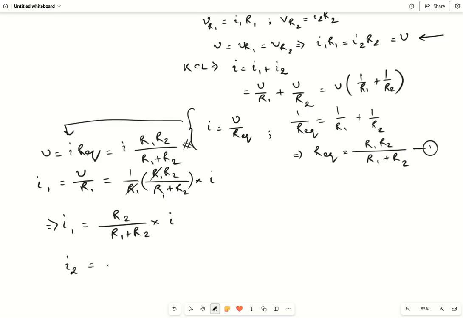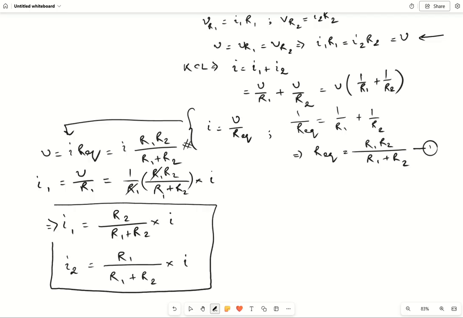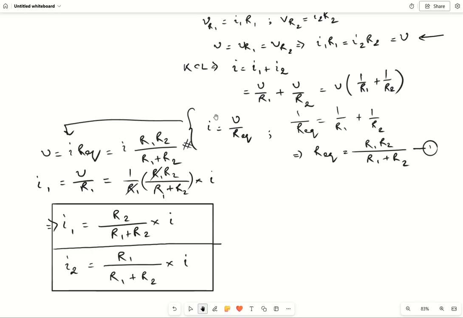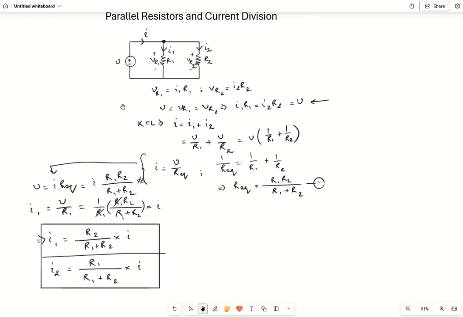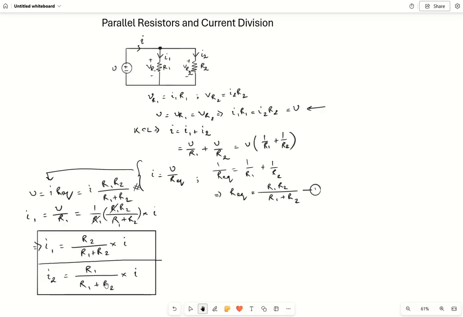Similarly, I2 will be equal to R1 divided by R1 plus R2 into I. Okay, so these are the corresponding values of I1 and I2 when we are considering parallel resistance. Okay, so now this is the current division formula.